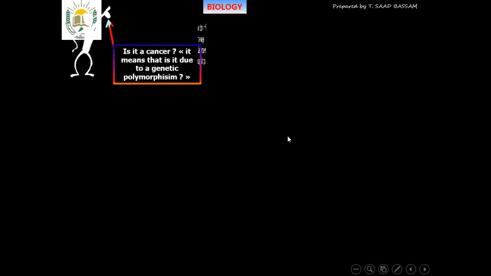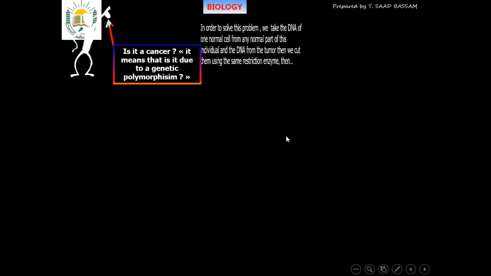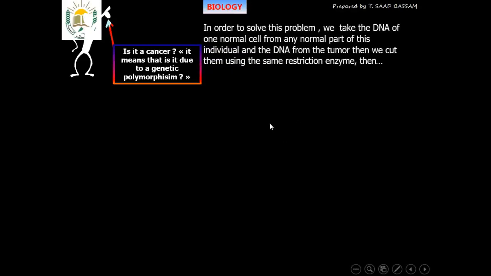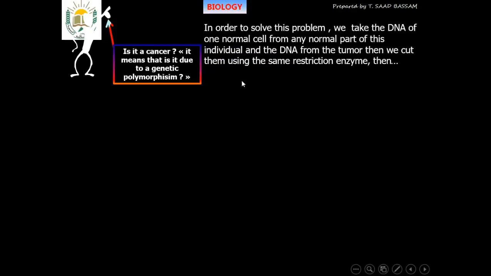Bismillah ar-Rahman ar-Rahim. We continue with genetic polymorphism, and as I told you last period, we will take the DNA from a normal part. Look at this. In order to solve this question, we take the DNA of one normal cell from any normal part of this individual. We cut them using the same restriction enzyme.